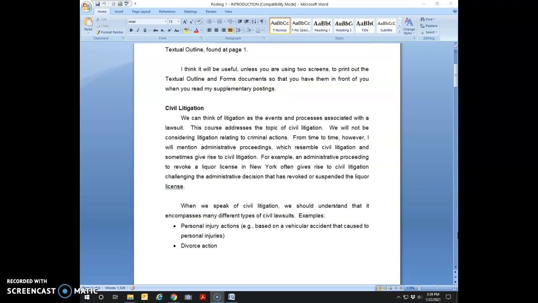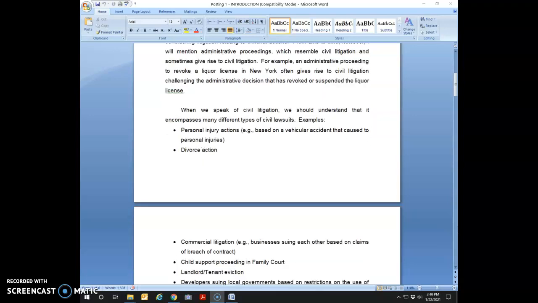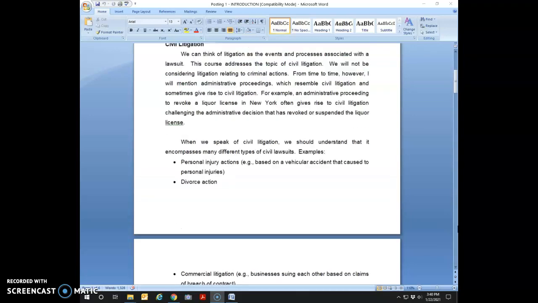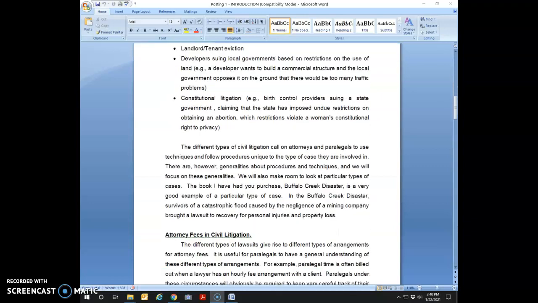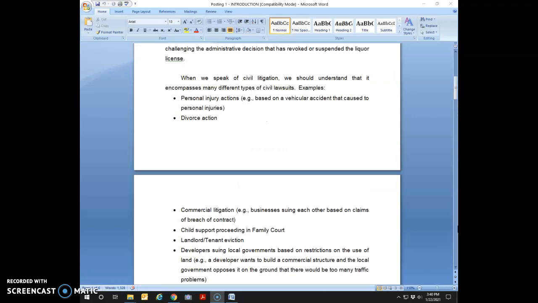So let's just get into this first posting and the topic of civil litigation, because that's what the course is about, if you will. The events or procedures followed in civil as opposed to criminal lawsuits. And I've listed in the first few pages, pages 1 and 2, different types of civil lawsuits.